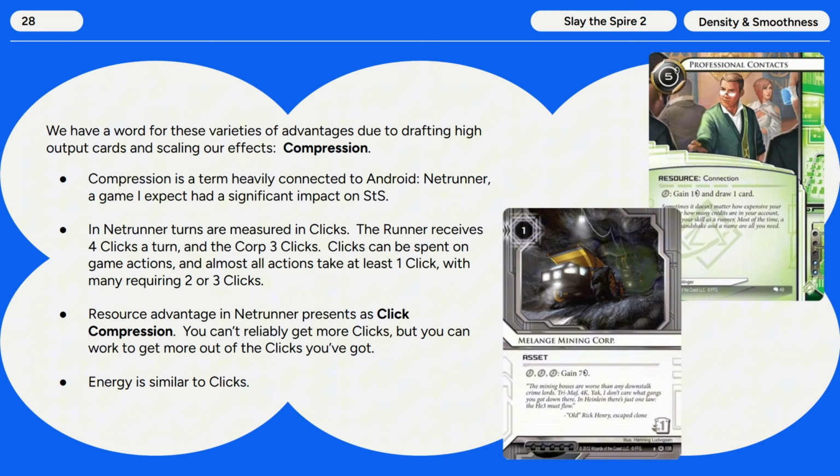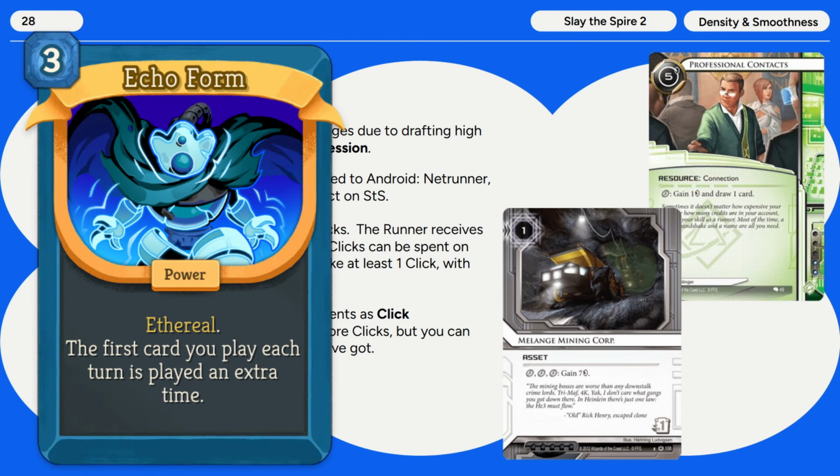So maybe a comparable card would be something like Echo Form, right? Echo Form is a card that takes up your entire turn, and it doubles a card per play every single turn. Professional Contacts is kind of similar to that. It's taking the majority of your resources. 5 credits is quite a lot.